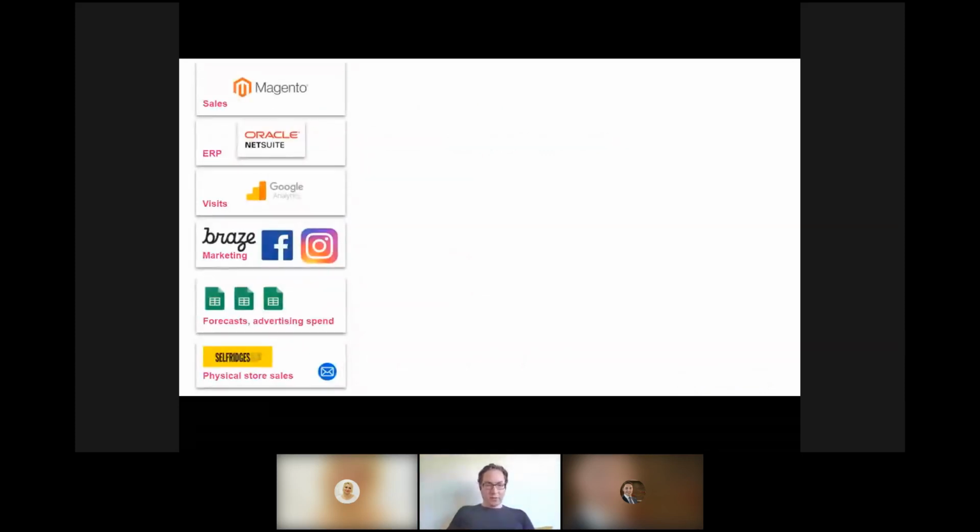Okay, so next slide, please. So these are the data sources that company specifically had. Their e-commerce platform was Magento. The ERP system, where they had things like their product catalogs, inventory, FX rates, etc., was Oracle NetSuite. They were using Google Analytics 360 for tracking visits to their sites. In terms of marketing, they were using Braze, Facebook, Instagram. They're also using Google Ads, YouTube. They were doing TV advertising. So a whole raft of different channels.